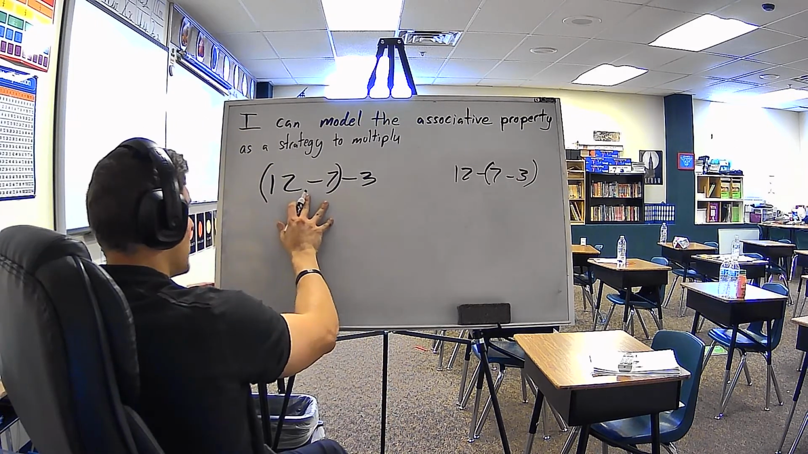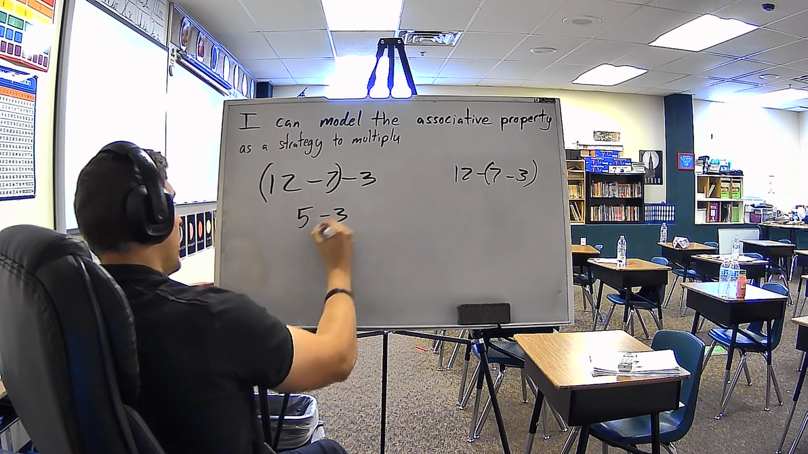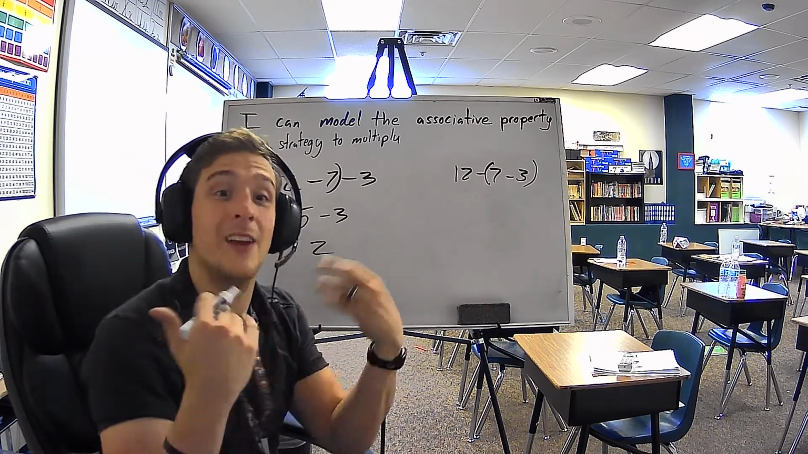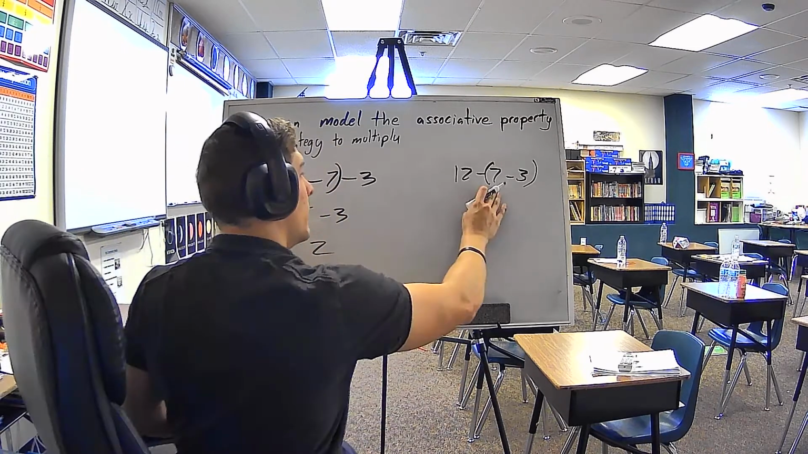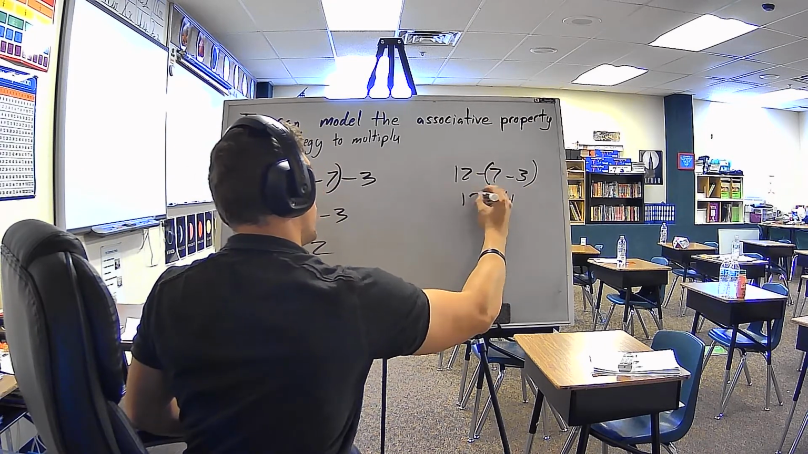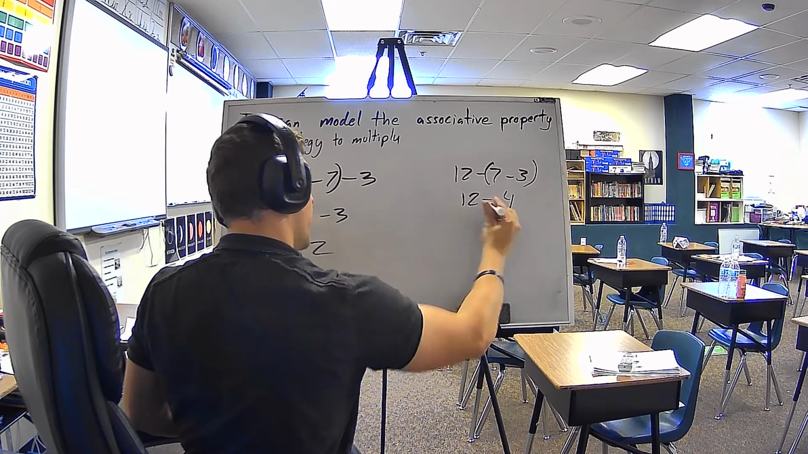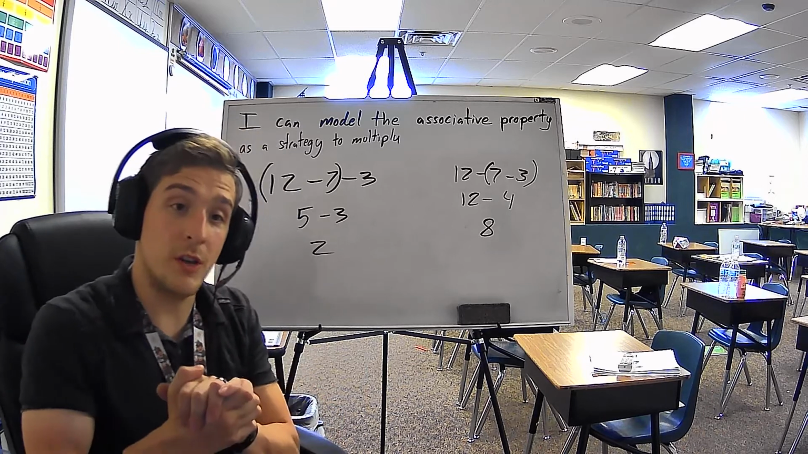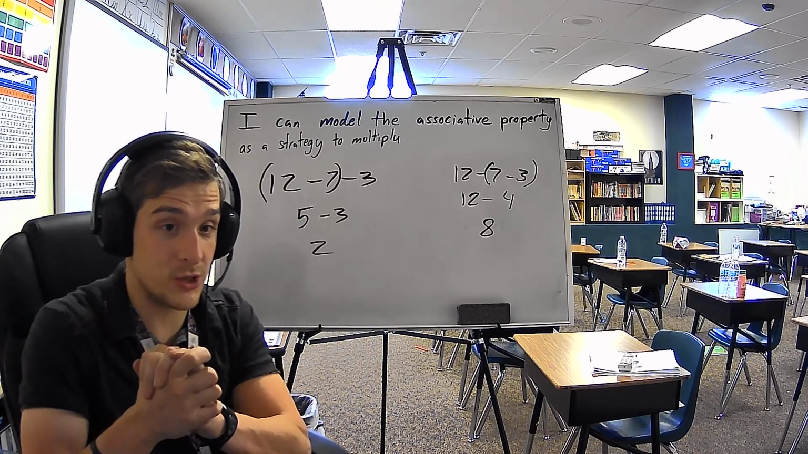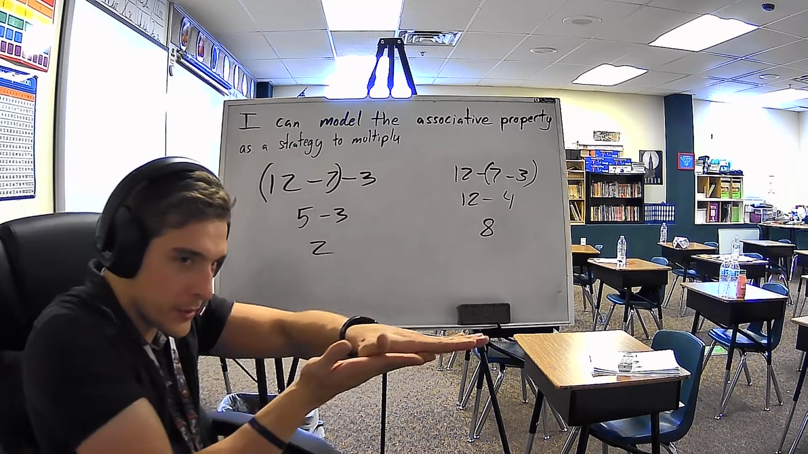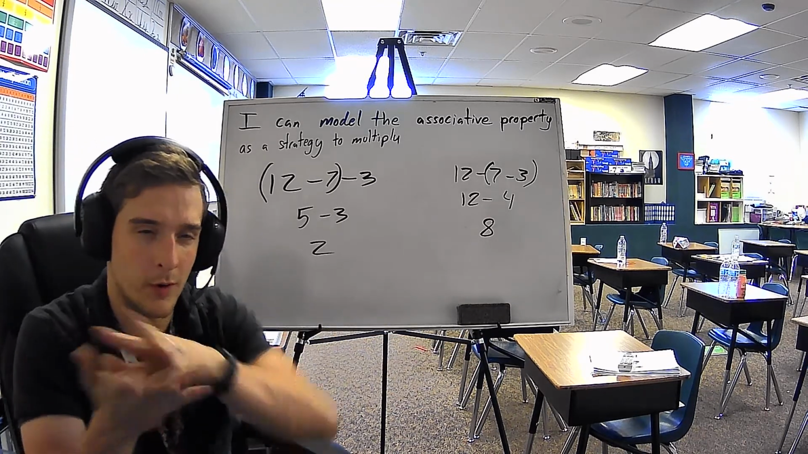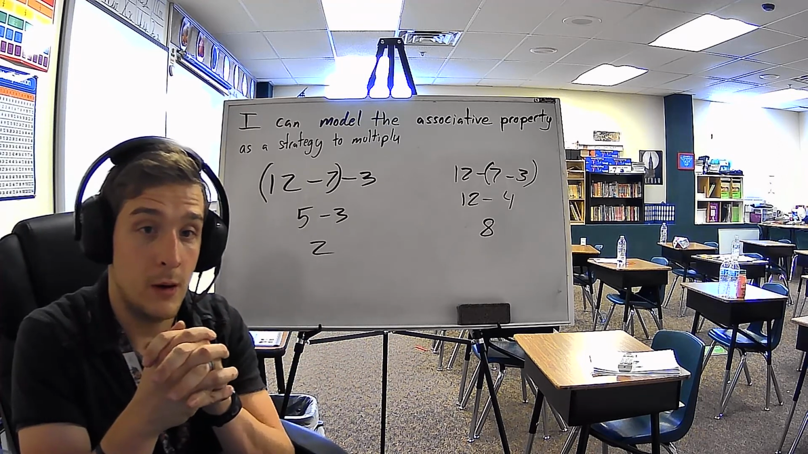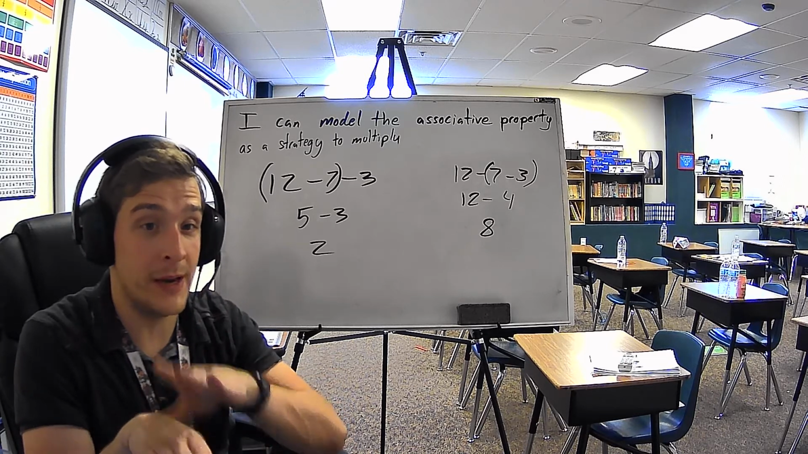Starting over here, 12 minus 7 first becomes 5, minus 3 equals 2. Once again, I am going through this a little quick, just to illustrate a point. Over here, 7 minus 3 is 4. Drop down the 12, 12 minus 4 is 8. Interesting. So the associative property works under very specific situations. If all the numbers you're putting together are being added, or if all the numbers are being multiplied, it works. It does not work if they're being subtracted.